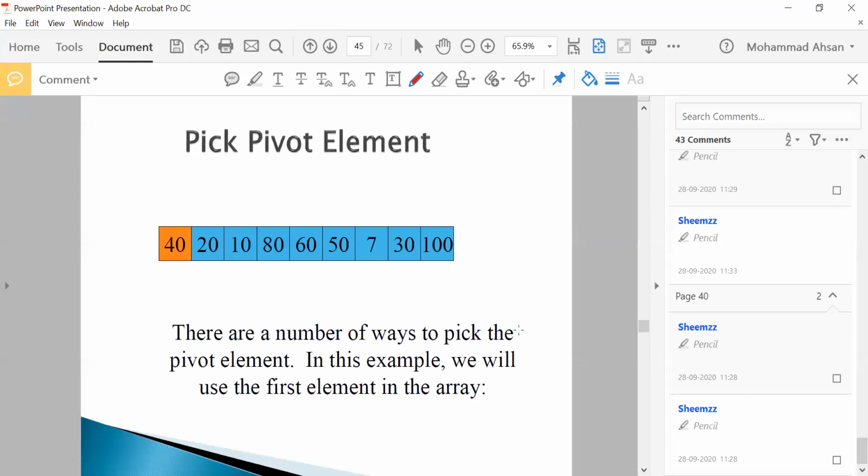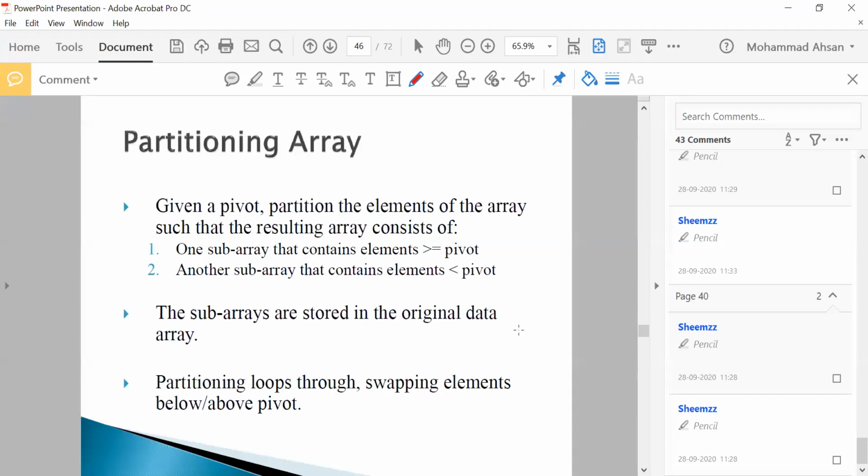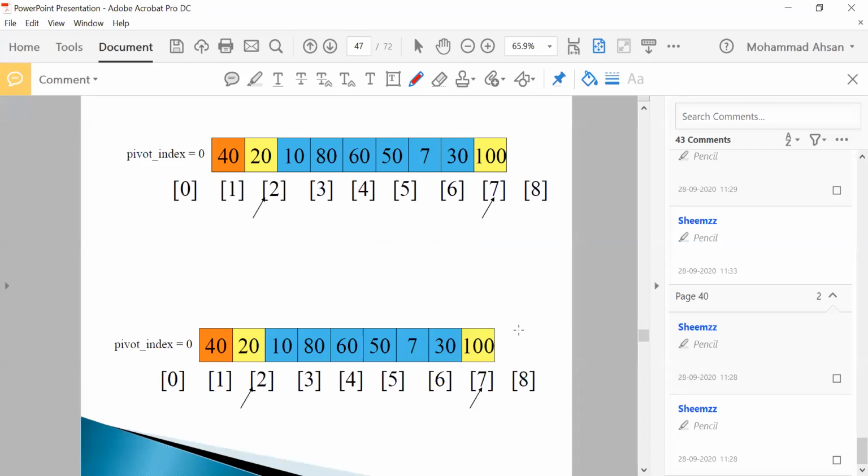So let's say 40 is the pivot element. What happens in quicksort? You pick a pivot and then you keep 2 pointers here, one pointing to 20 and one pointing to 100. The left pointer will move ahead till it encounters elements which are less than 40. Once it encounters something which is greater than 40, it will stop. And the same is the case with the right pointer. It will keep moving left till it encounters elements which are greater than 40. Once it encounters something which is less than 40, it will stop.